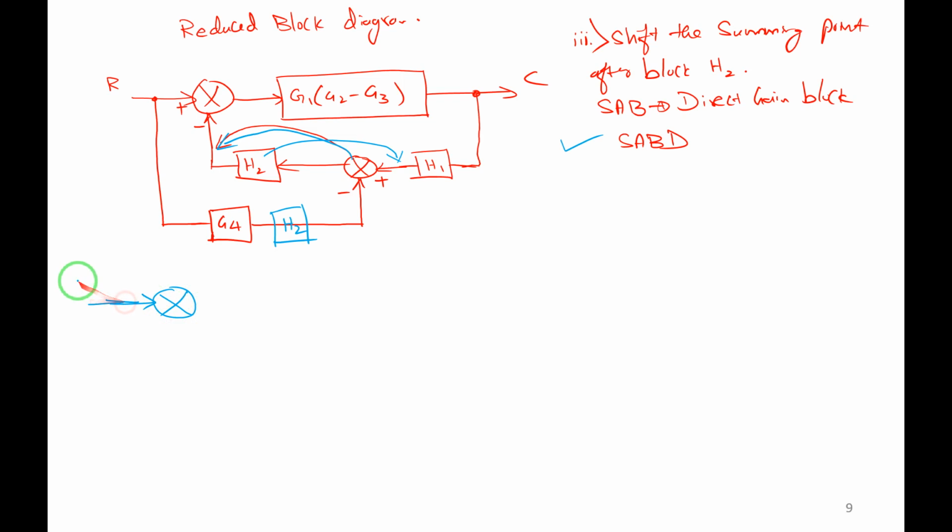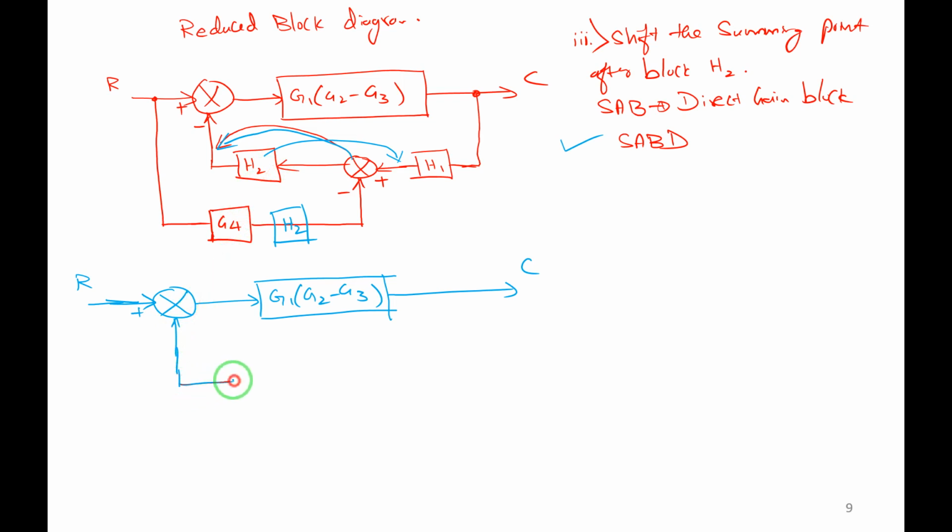Is it fine? Yes, this is correct. Next, G1 into G2 minus G3. Okay, observe here what I am doing. Yes, the summing point has to come here because I am shifting, not H2, right? So the summing point had come here. Then next H1 and H2 will come in series. H2 has come back here because the summing point is coming here, right? We have shifted the summing point after block H2. Then H2 and H1 will be in series now.